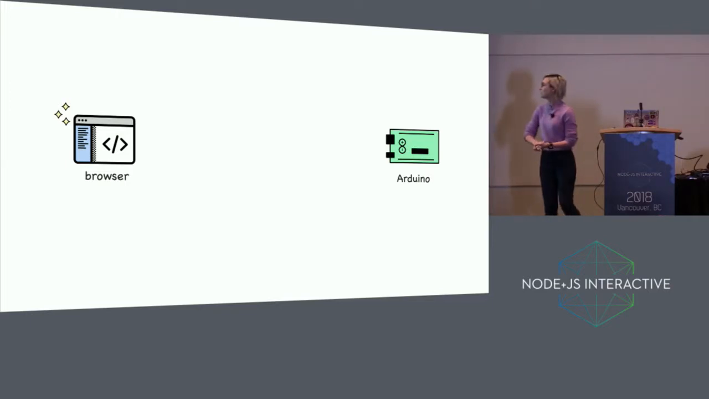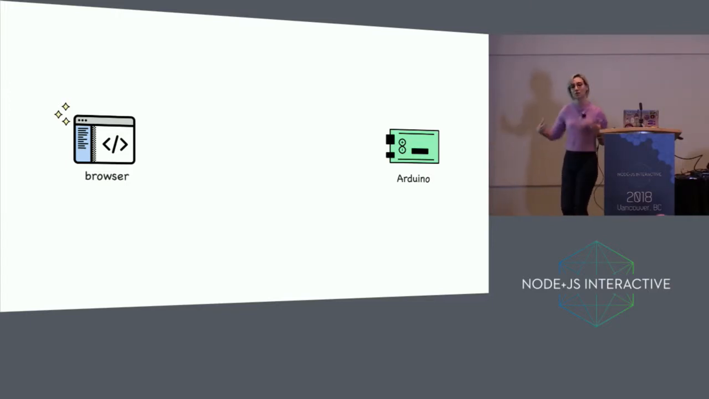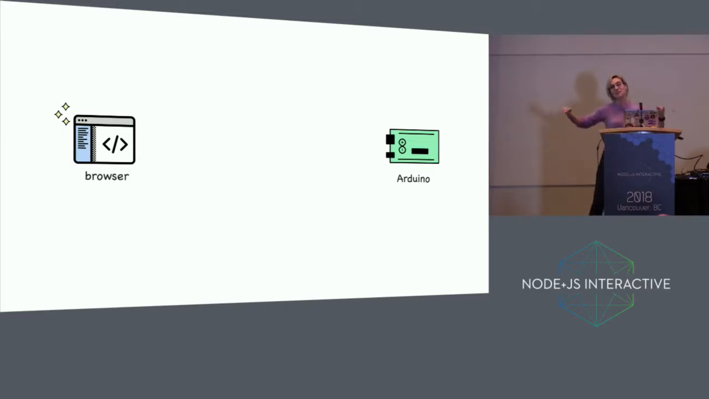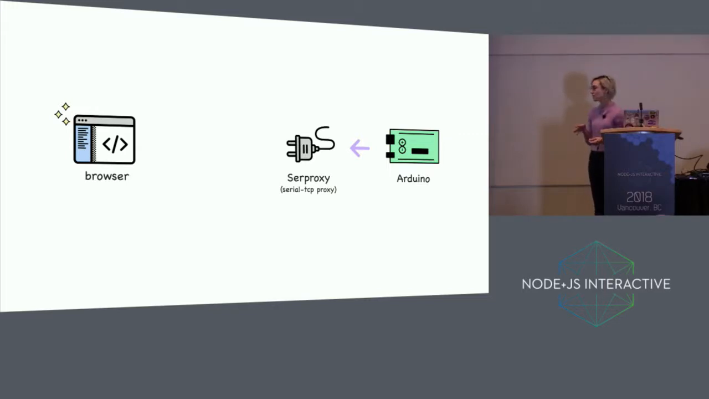We have something such as an Arduino, just because a lot of you will already know what that is. We have something like an Arduino, and we have a browser, and there's this deep chasm between them, and we can't get them communicating without sort of gluing some stuff in between. So in this case, we had SerProxy, which is essentially a serial to TCP proxy that could basically forward communication from Flash to the Arduino, and from Arduino to Flash.